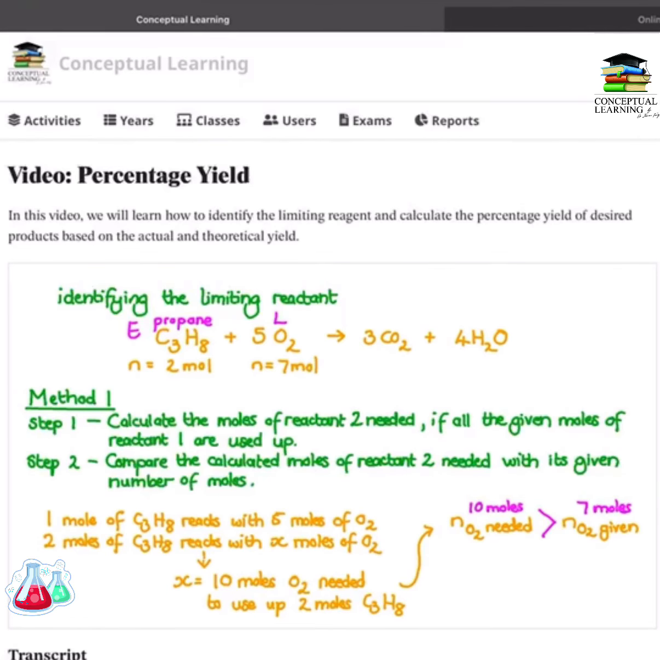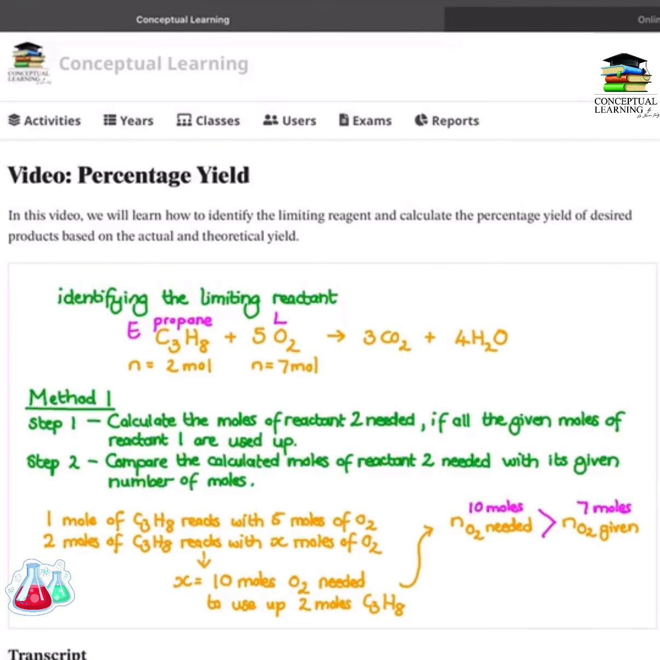In method 2, we need to calculate the amount of product formed from the amounts of each reactant separately, and then compare the 2 amounts we have calculated for the product to find the smaller amount. Let's make carbon dioxide the product in question. We will relate the moles of propane to the moles of carbon dioxide and the moles of oxygen to the moles of carbon dioxide to complete step 1.